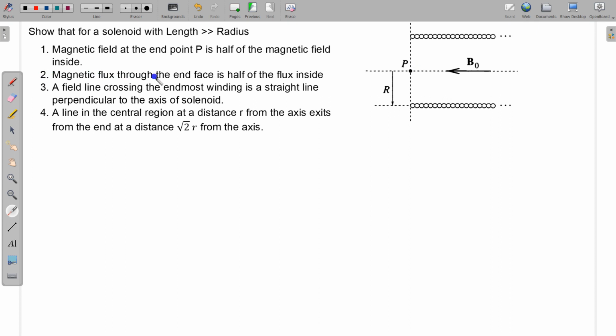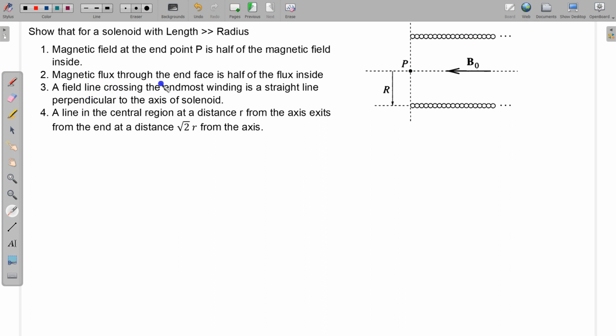Second, magnetic flux through the end face is half the flux inside. So the flux in this region, which is the central region, and the flux through the end, the end flux is half of this flux. We have to prove this.